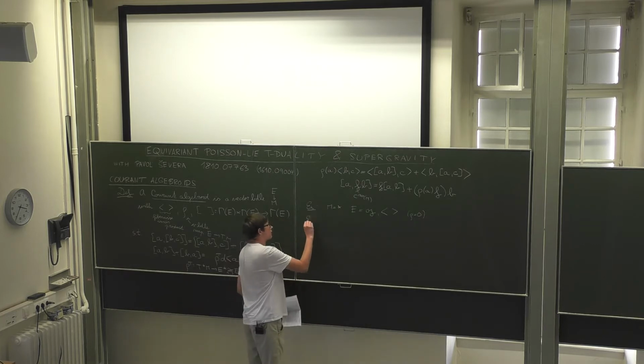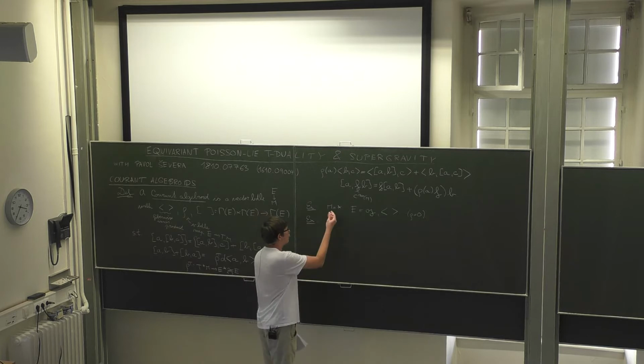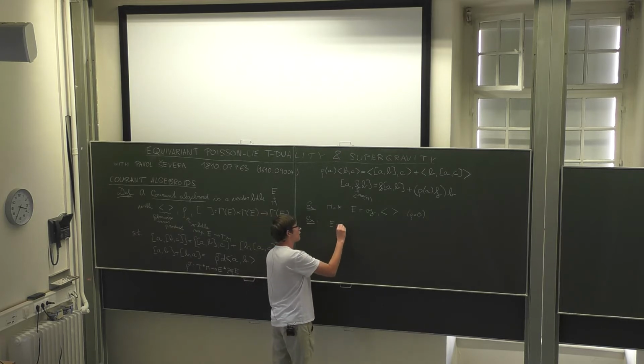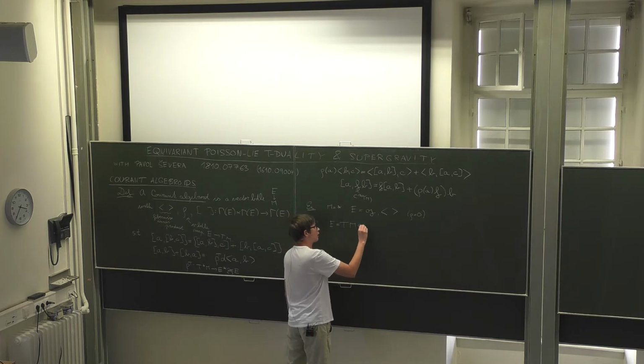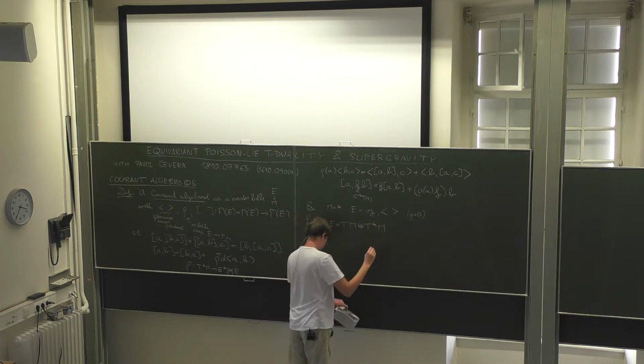Okay, yeah, so the second example, where the base is not a point but a general manifold, is the following one. So take, as a vector bundle, the direct sum of T and T star.